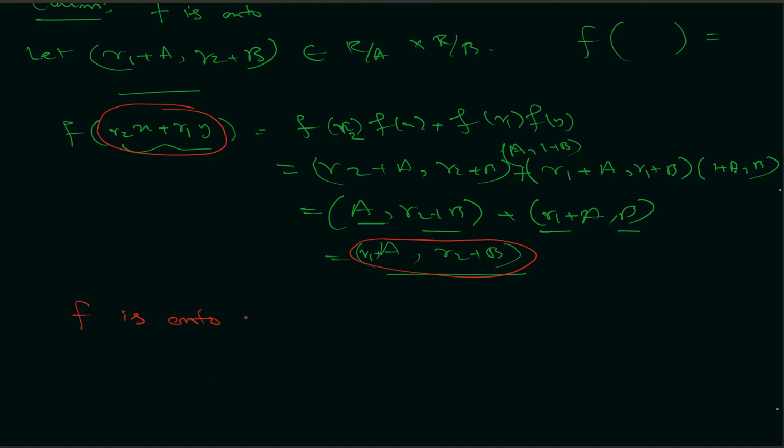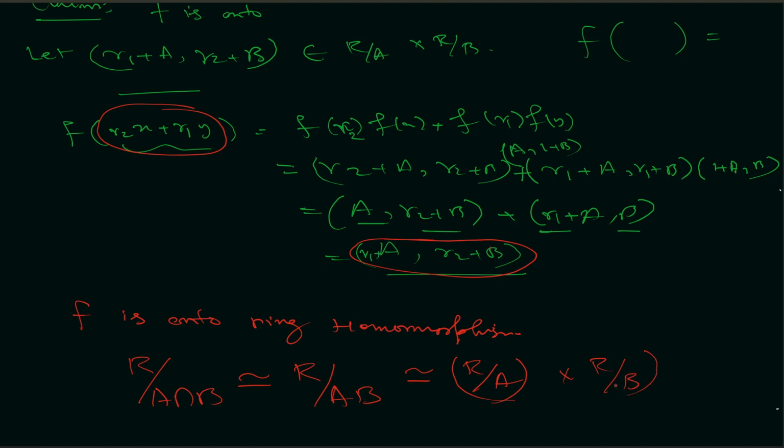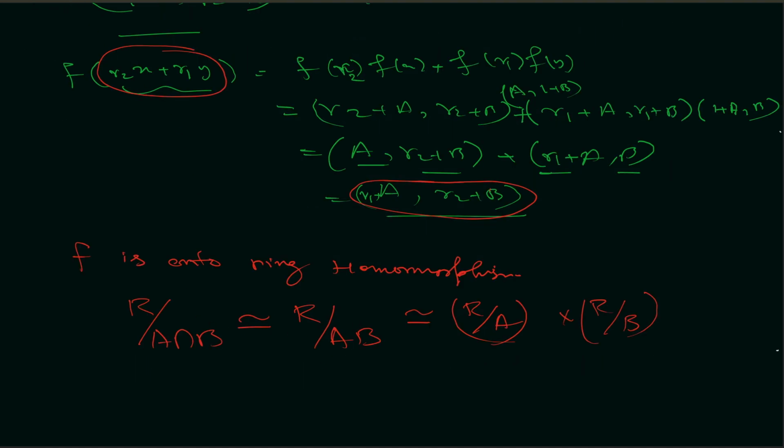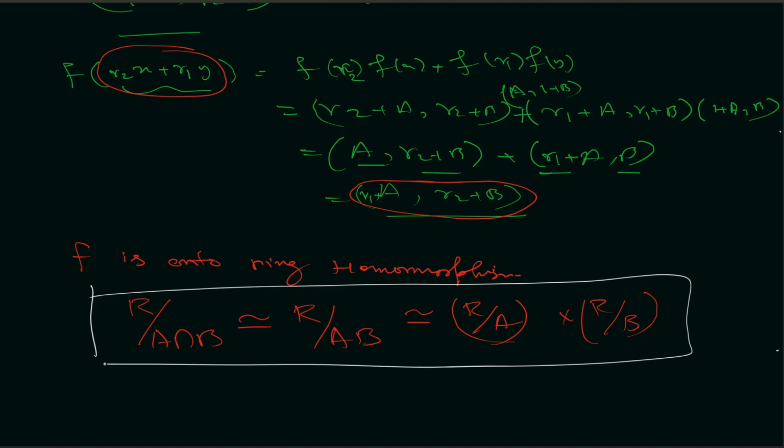Okay, so this map f is onto, a ring homomorphism. That means R quotient by the kernel, A intersection B, is exactly isomorphic to R mod AB, because AB is nothing but A intersection B. So this is isomorphic to R mod A cross R mod B. This is actually known as the Chinese remainder theorem, in short CRT.